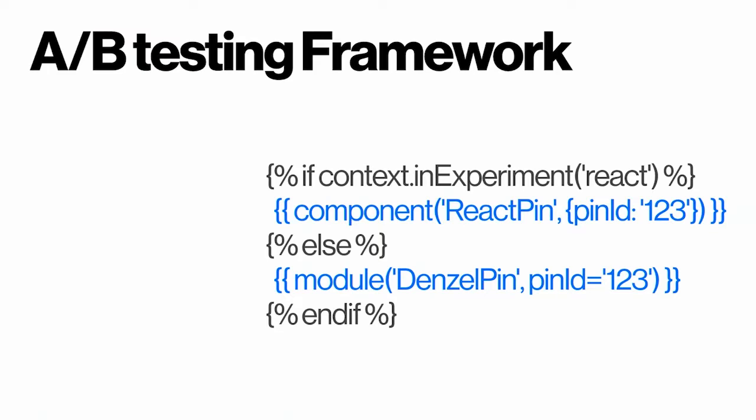And how many of you have used A/B testing frameworks before? I see a lot of hands. That's good. So if you have something like that in your project, this is super handy in migrations like that. In an A/B testing framework, you can fork your logic based on an experiment check and do one thing or another. In this code snippet, if we check if a user is in the new React experiment, then we render a new React component. Otherwise, we fall back to the old Denzel pin module.